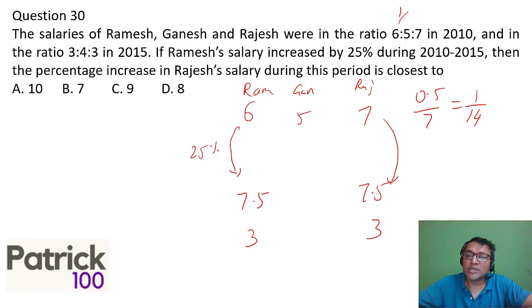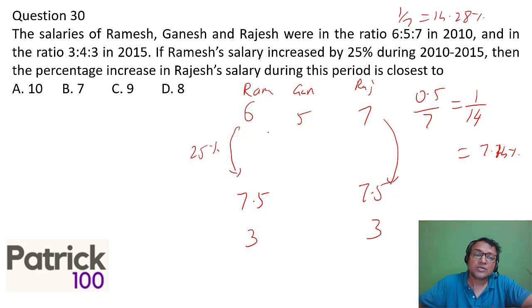I know 1 upon 7 is 14.28%. So 1 upon 14 has to be half of it, 7.14%. So from the options we get B as the answer straight away. You can do this orally as I said. 6, 25% more is 7.5. So Rajesh also is 7.5. 7 to 7.5 is 0.5 increase out of 7. 0.5 out of 7 is 1 out of 14, which we get as 7.14%.